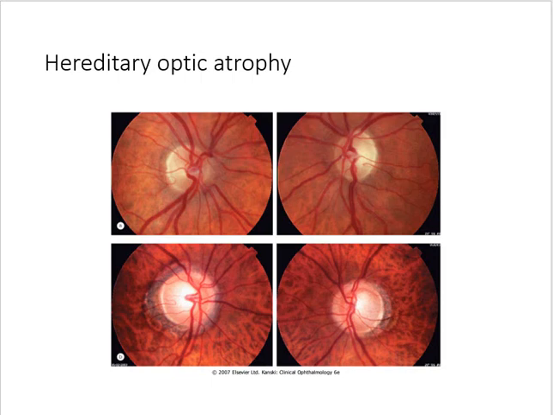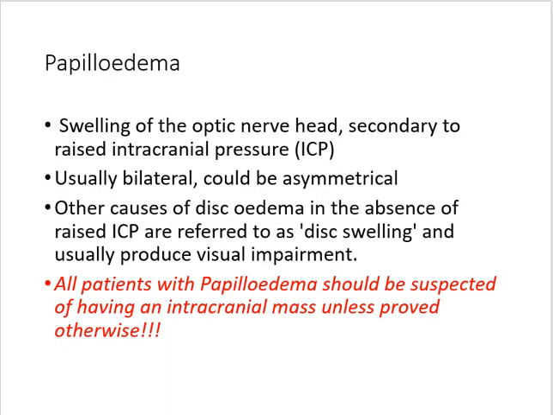But again, worthwhile just mentioning these, but they are quite rare, so just keep these at the back of your mind for now. And finally, we're going to have a look at papilloedema. So papilloedema is defined as swelling of the optic nerve head secondary to raised intracranial pressure. It's usually bilateral but can be asymmetrical.